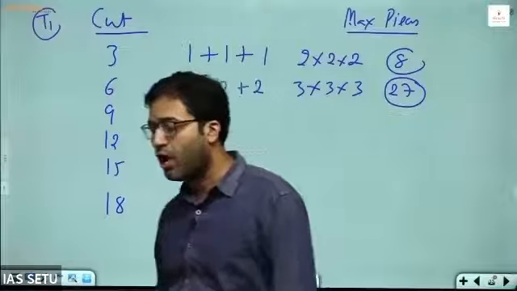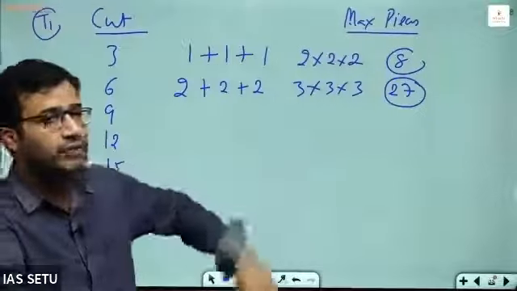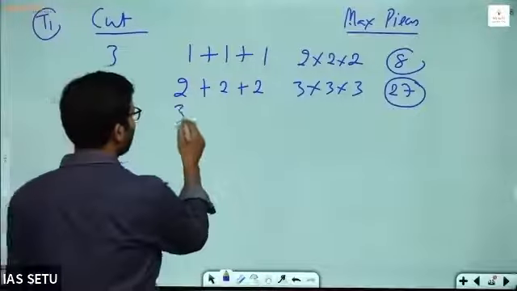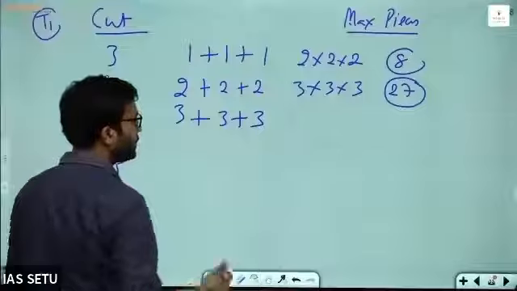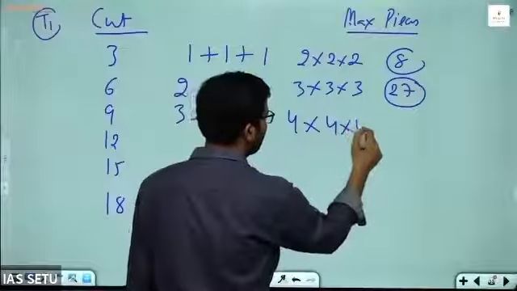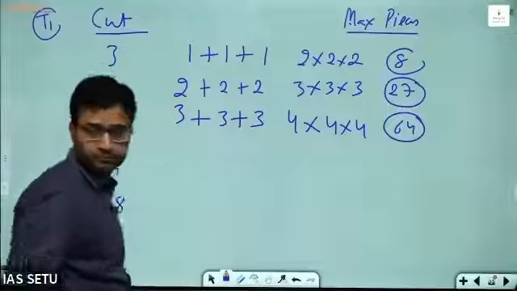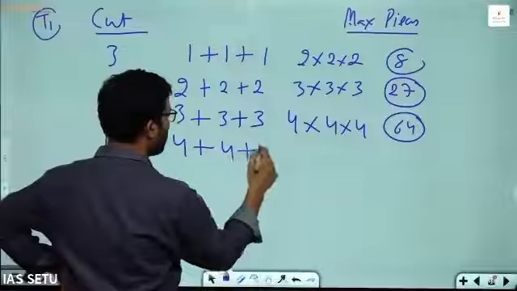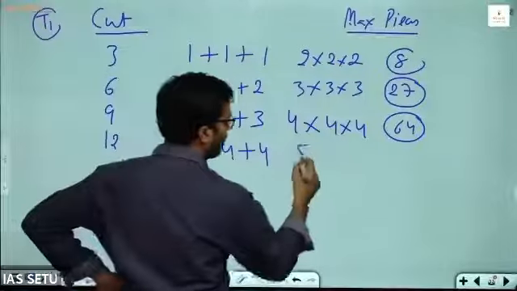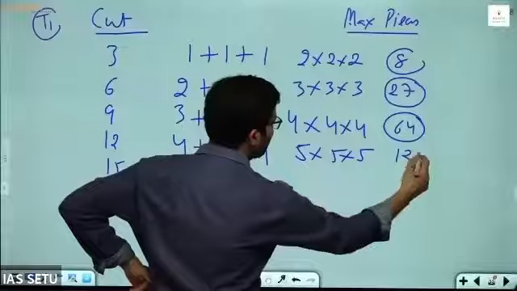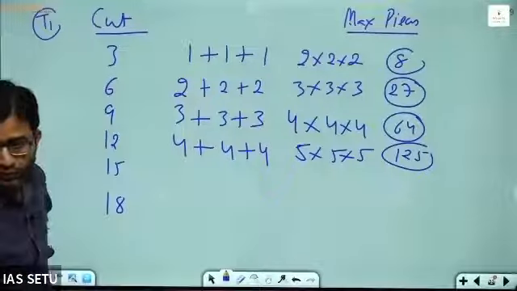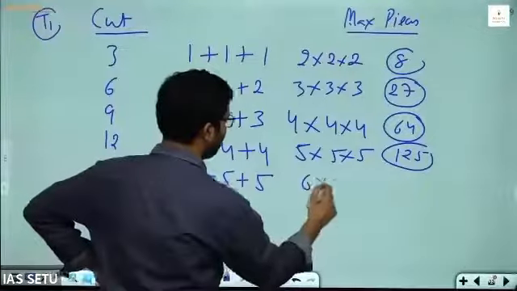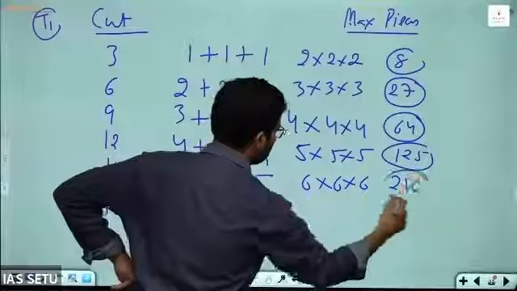Tell me how I will distribute 9 cuts so that I get maximum number of pieces, and how many pieces we will get. 3 cuts on X, 3 on Y, 3 on Z. Number of pieces possible 4 into 4 into 4, 64. 12 cuts: 4 on X, 4 on Y, 4 on Z, 5 into 5 into 5, 125. 15 cuts: 5 on each axis, 6 into 6 into 6, 216.